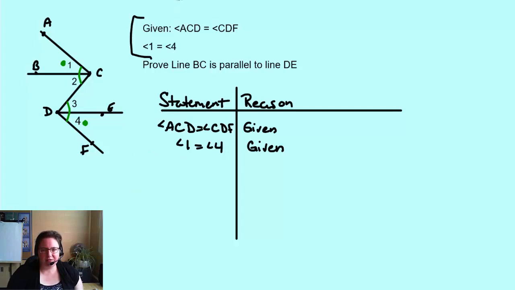So this proof is a little more complicated than the other one. We're going to use this statement right here to create another statement. ACD is this angle, this green angle up here, and it's made up of two parts. So I can say that angle 1 plus angle 2, and then I'm going to look at the second angle here, CDF, this green one down here. It's made up of two parts. It's equal to angle 3 plus angle 4, and that's transitive.